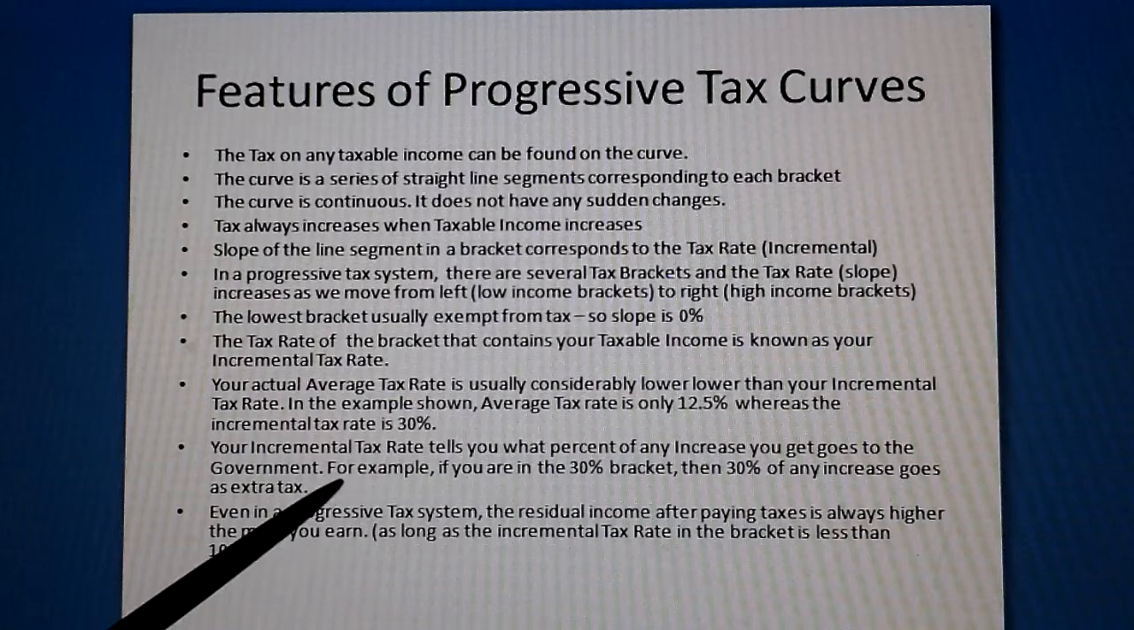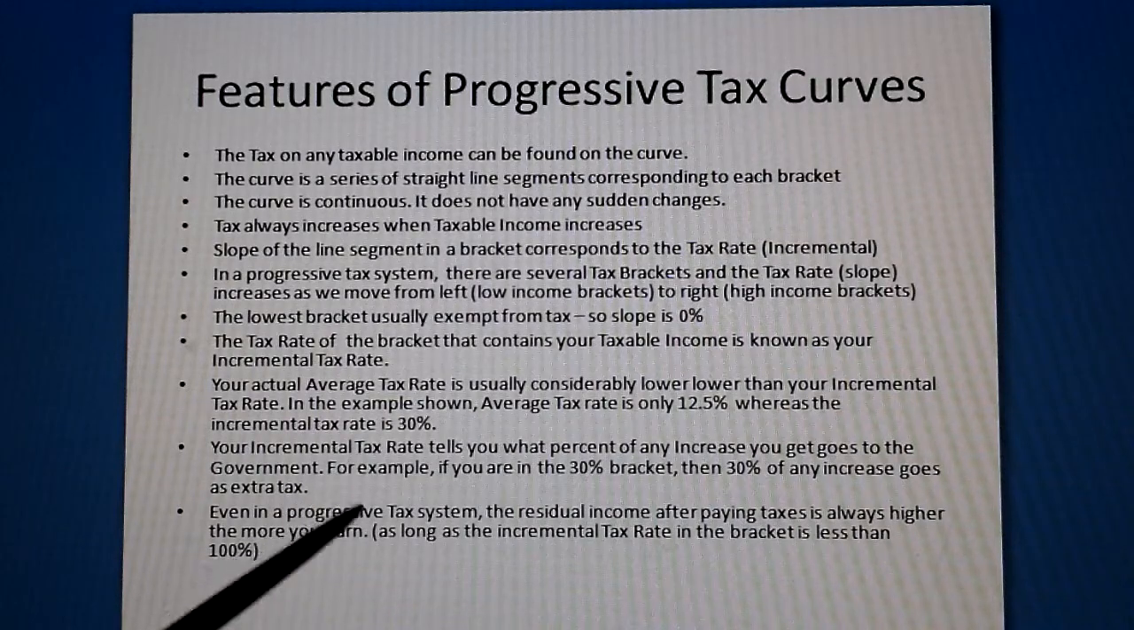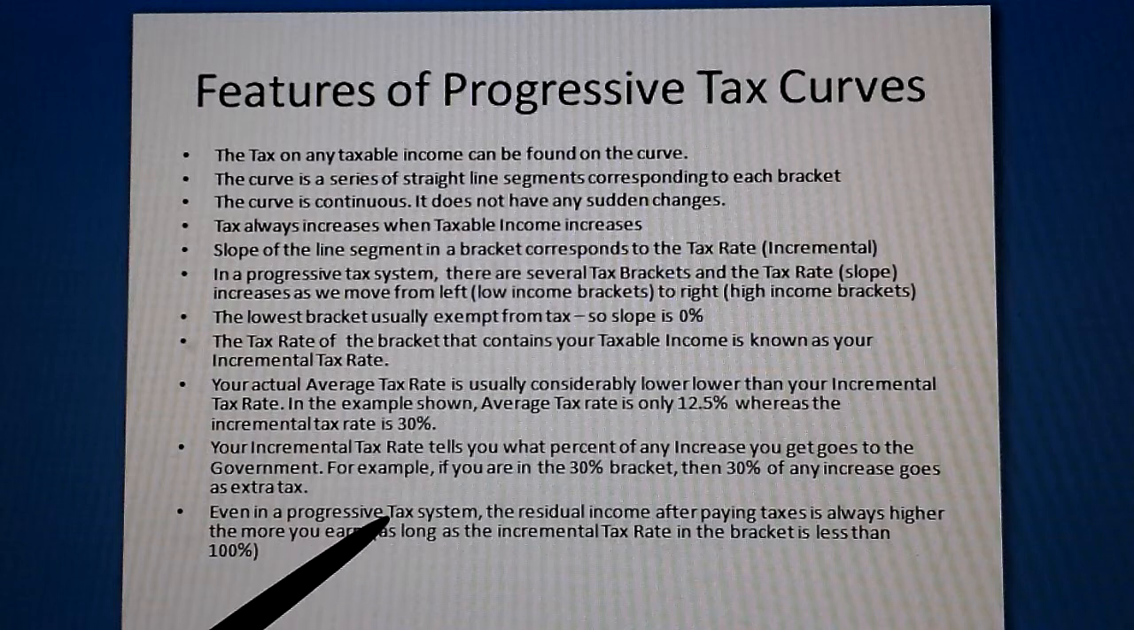Your incremental tax rate tells you what percentage of any increase you get goes to the government. For example, if you're in the 30% bracket, then 30% of any increase goes as extra tax. Now, remember that even in a progressive tax system, the residual income after paying tax is always higher the more you earn. You may have heard many people say that there's no point earning anymore because all of it goes as tax. That's never true. As long as the incremental tax rate in the bracket is less than 100%, you always end up having more income after tax the more you earn.